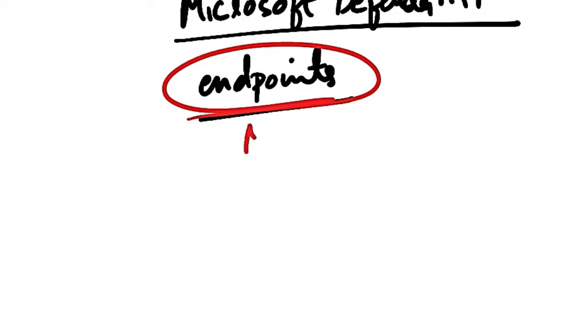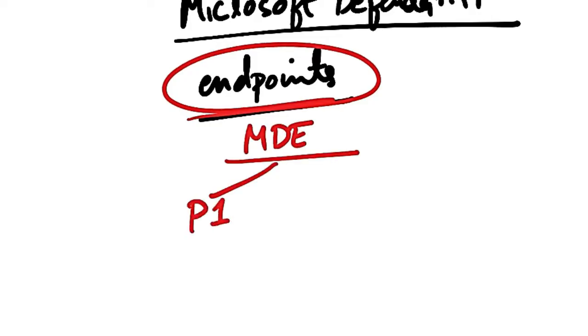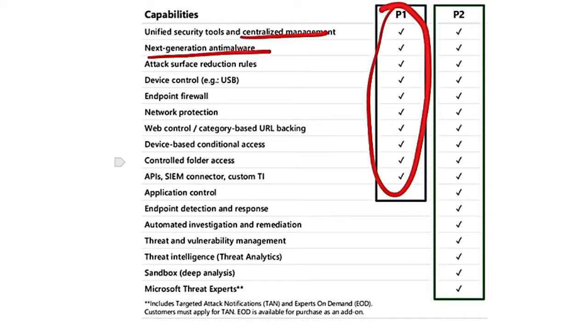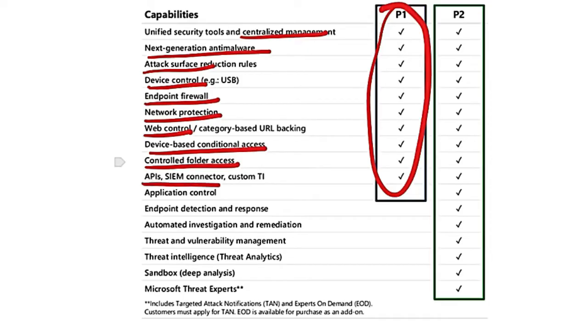So you can get MDE in two plans, that is Defender for Endpoint Plan 1 and Defender for Endpoint Plan 2. Like you can see in the screenshot, this is from Microsoft.com. P1 includes centralized management, next generation anti-malware, attack surface reduction, device control, endpoint firewall, network protection, web control, device-based conditional access, controlled folder access, APIs, SIEM connectors, and application control.